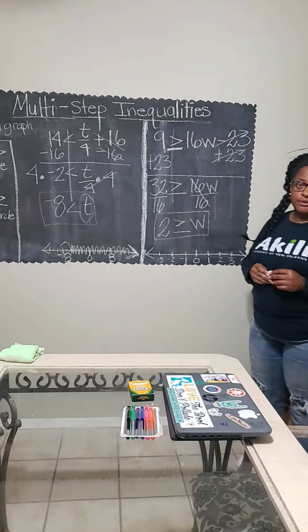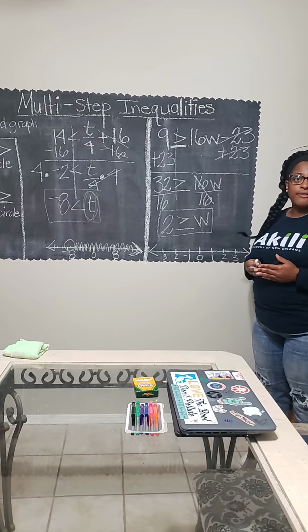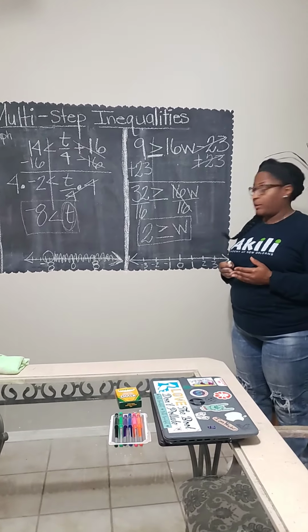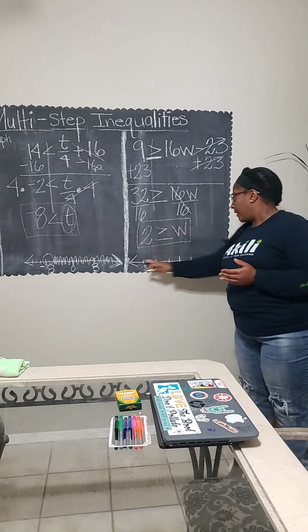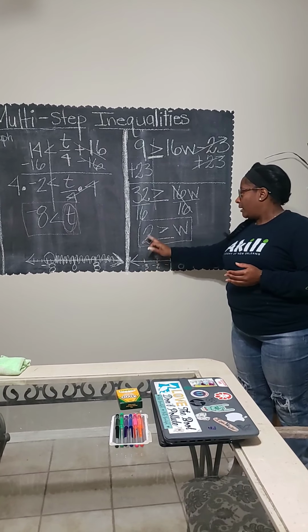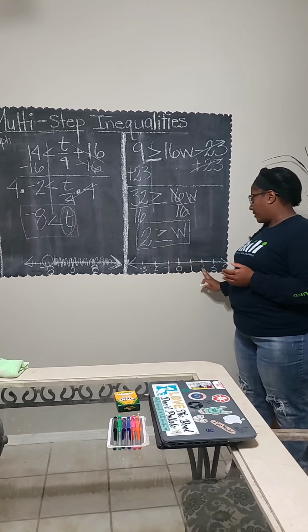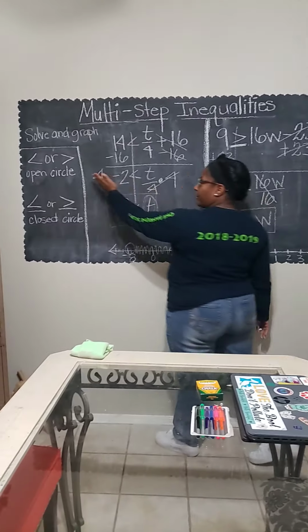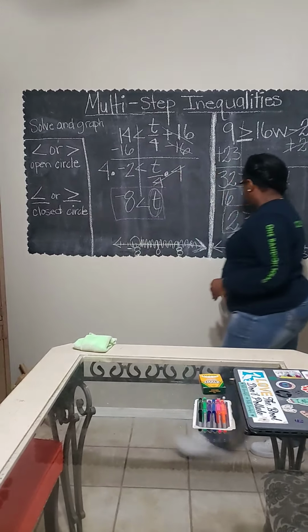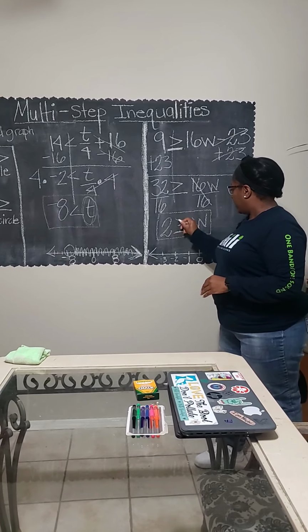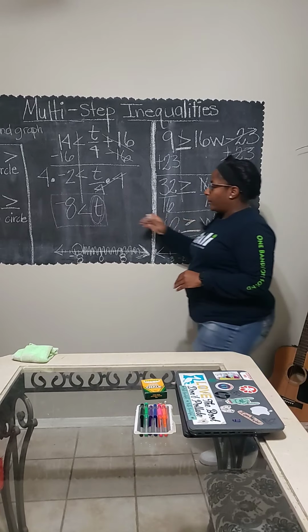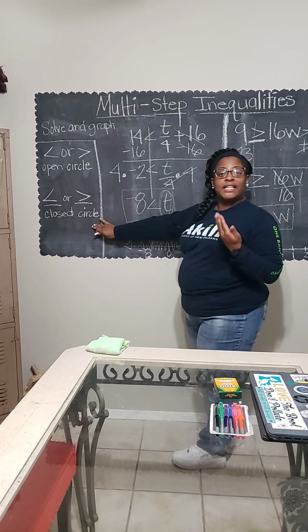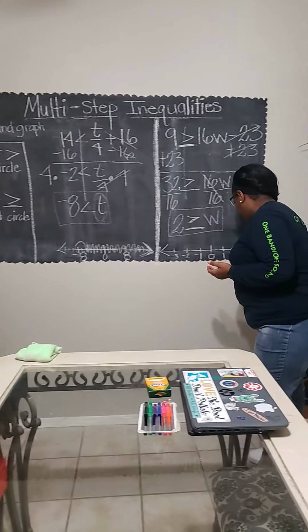This is my answer. Let's get ready to graph it on the number line. The first thing we do is look at the number to know where I'm plotting my point. So I'm going to plot a point at +2. But what type of circle am I going to put on there? An open circle or a closed circle? Because the inequality is equal to, I'm going to use a closed circle to show that it includes 2 in the solution.